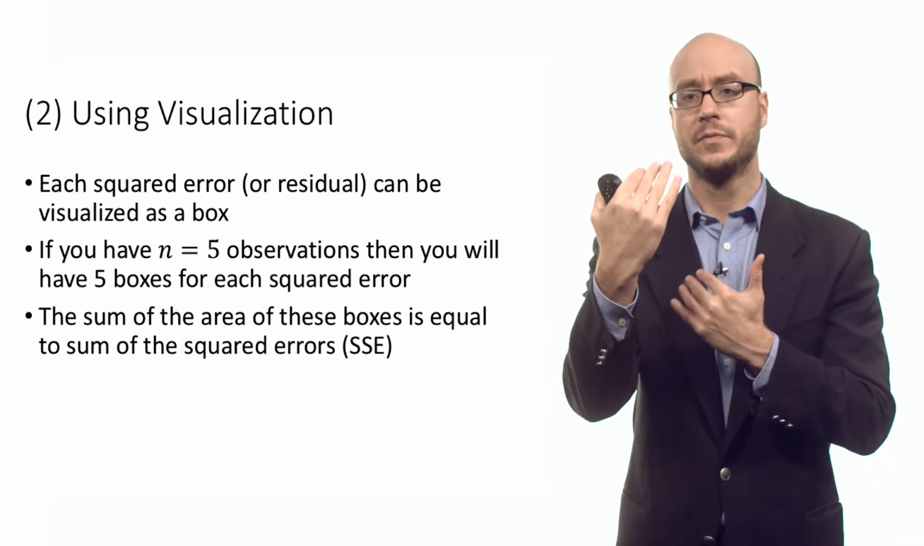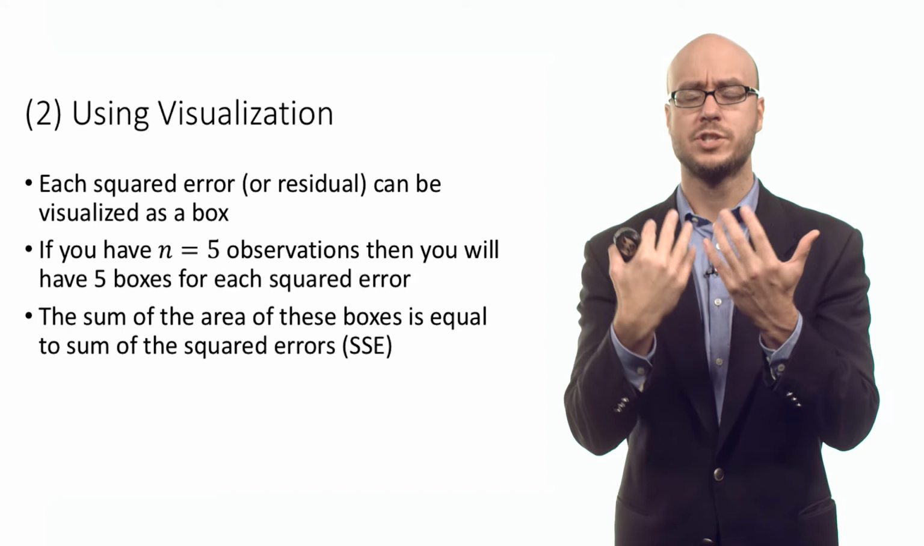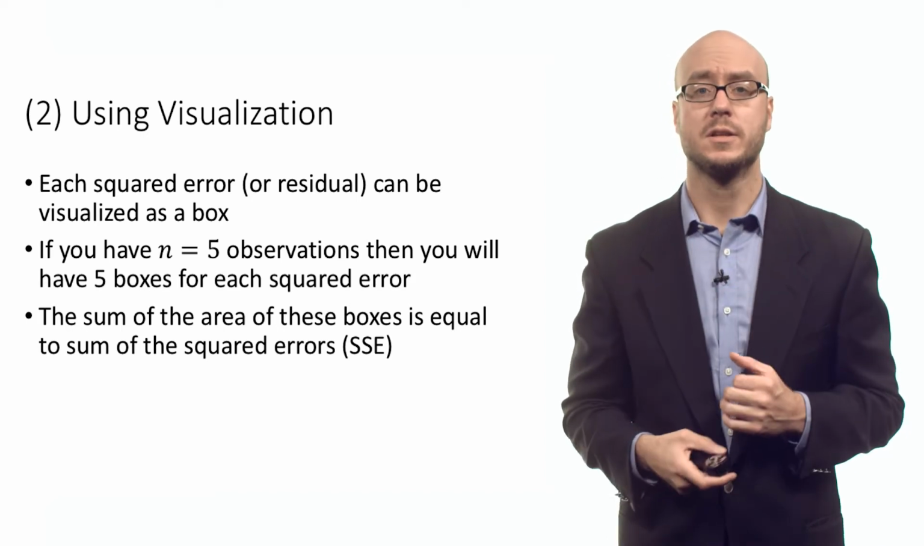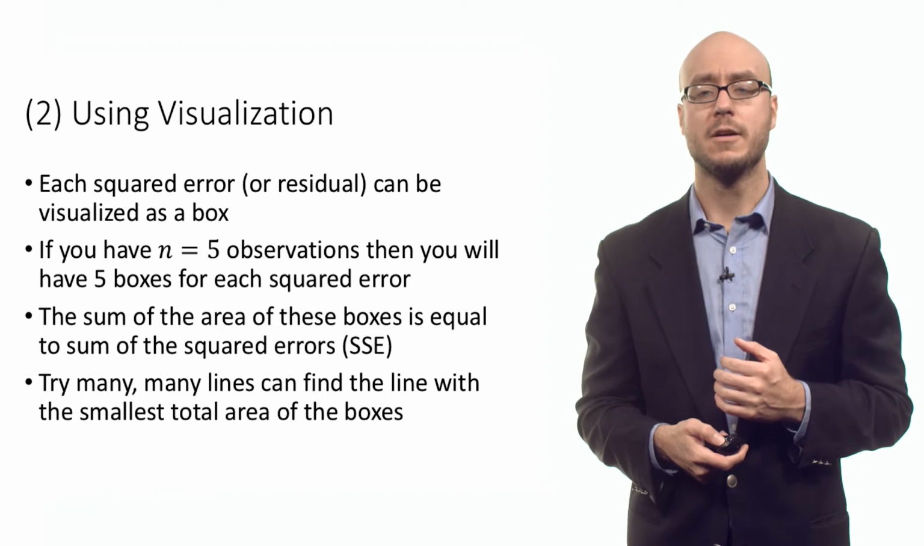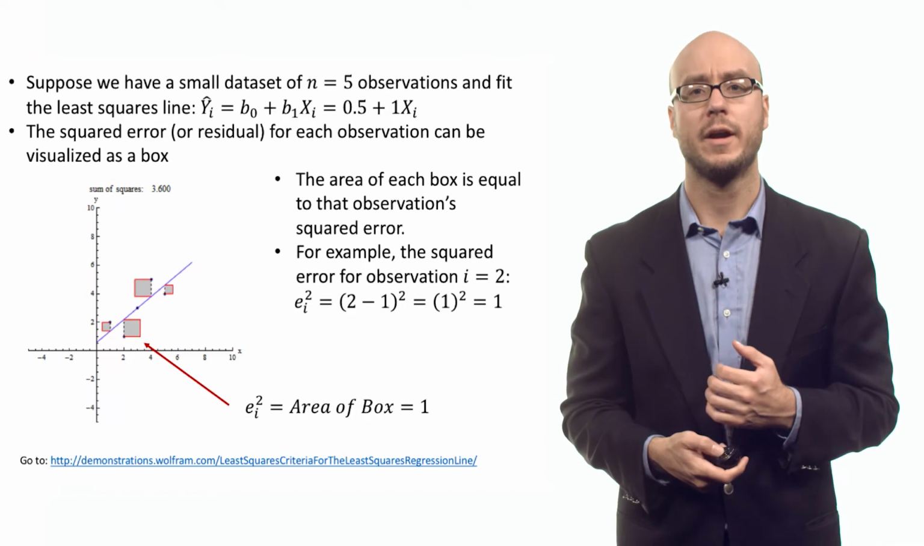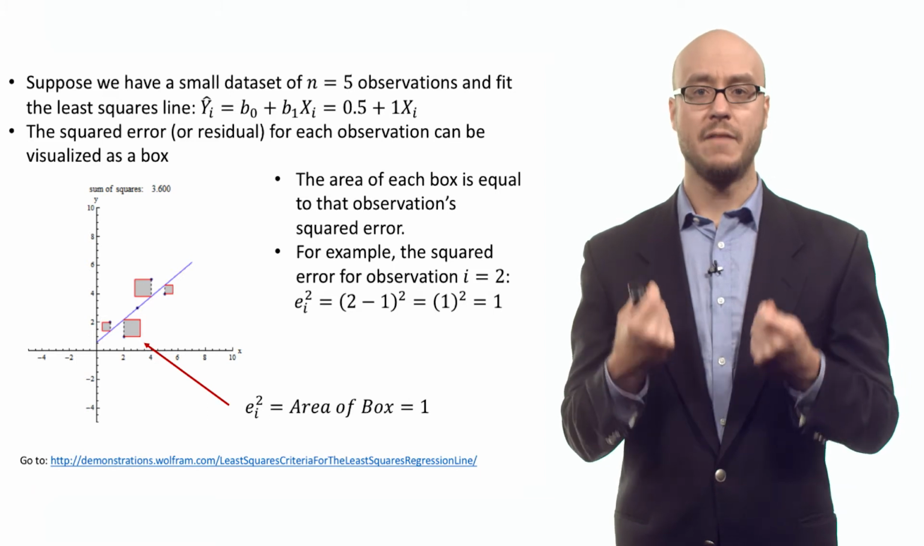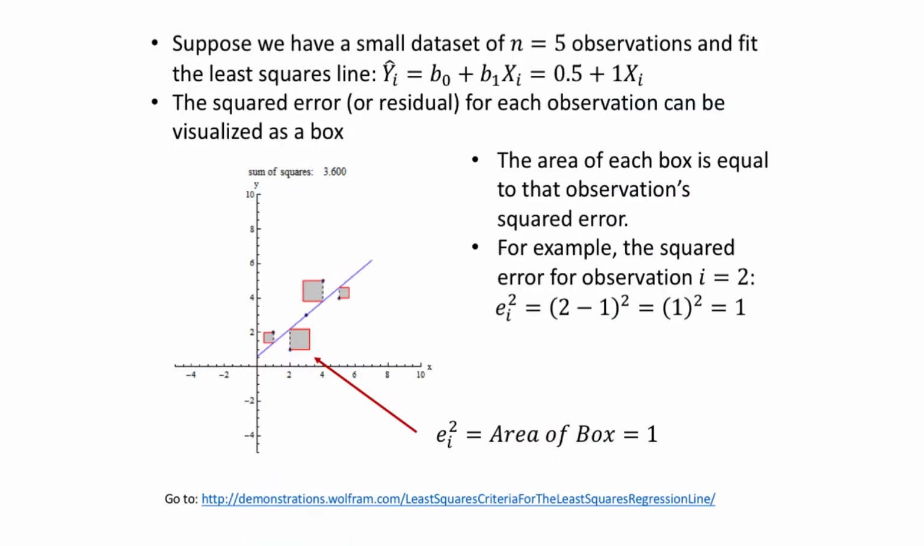You can fit a line to a scatter plot and visualize which line has, in general, the smallest or minimum sum of the squared errors. You can use this technique to really understand conceptually what's going on with the sum of the squared errors. So suppose we have a data set of 5 observations, and we have this least squares line, where y hat equals the intercept plus the slope times x. The least squares estimates for the intercept and slope are an intercept of 0.5 and a slope of 1. So then we have this scatter plot here.